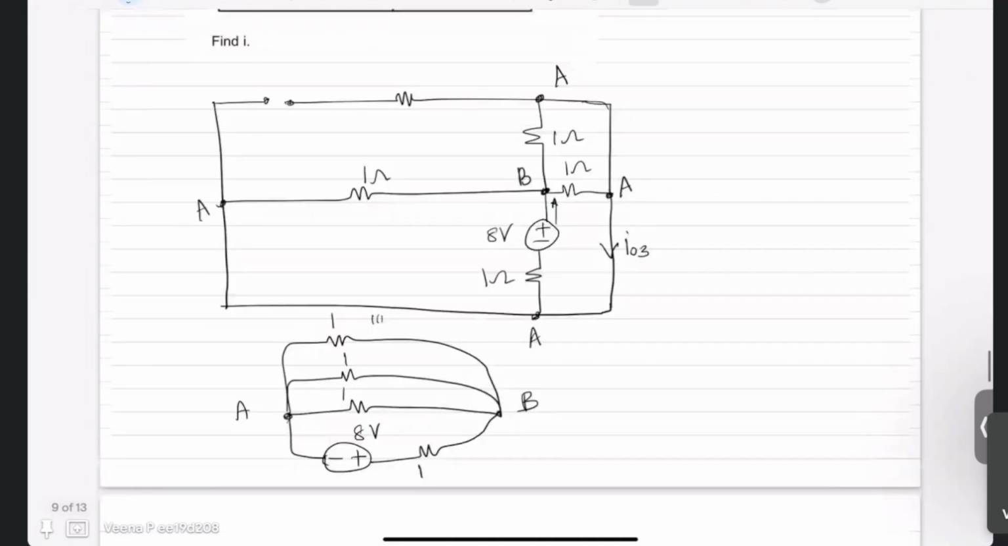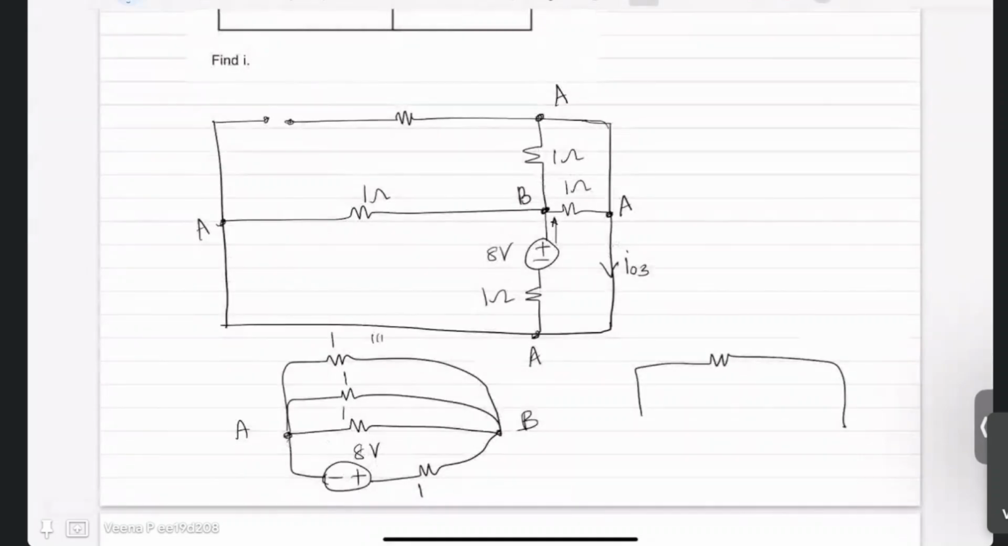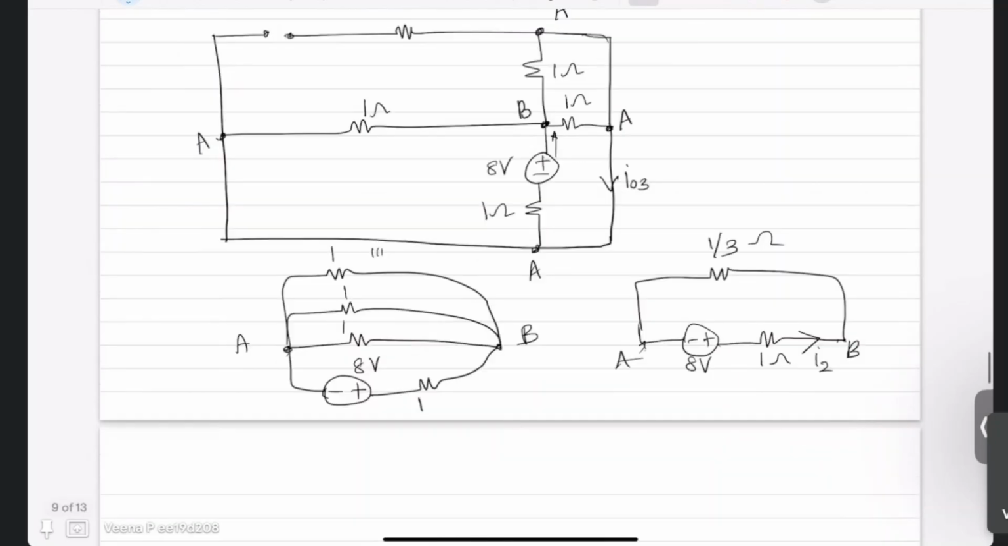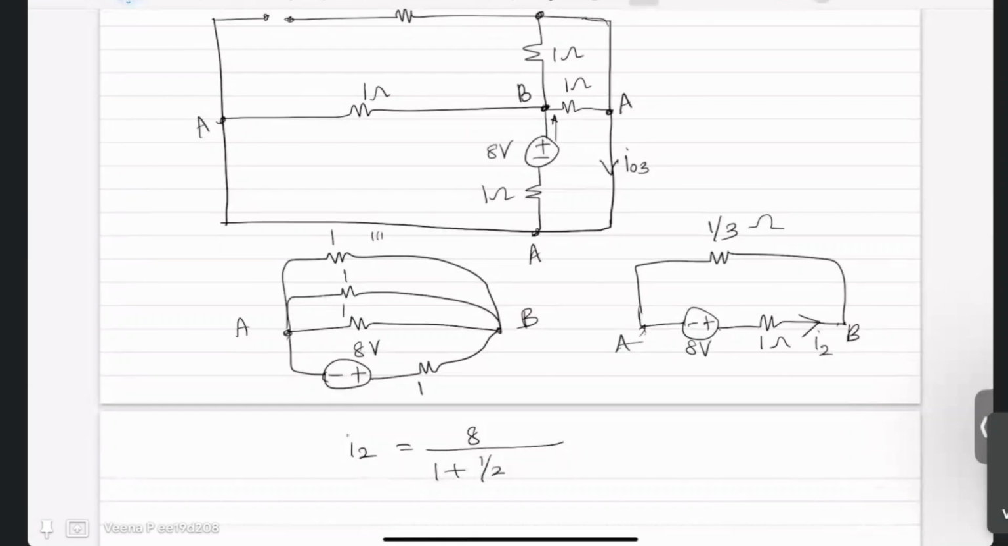Now similar to before, you have three 1 ohms in parallel, so this becomes 1 by 3 ohm, and 8 volts and 1 ohm. And this is A, this is B. Since the polarity of 8 volts positive is at B, I will assume that the current, say I2, is in this direction. Now what is I2? Same as before, I2 is 8 divided by 1 plus 1 by 3, which again comes out to be 6 ampere.